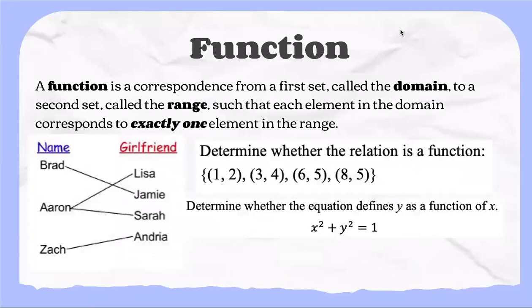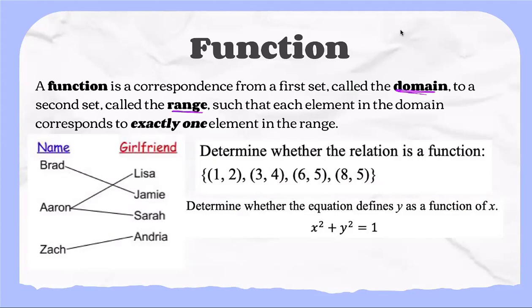All right, moving on. Let's look at the difference between a function and a relation. So a function is a special set of relations. It's kind of like how not every rectangle is a square, but every square is a rectangle. So not every relation is a function, but every function is a relation. It's more like a specialized kind of relation. It's got a correspondence from the first set, or the domain, to the second set, called the range, such that each element in the domain corresponds to exactly one element in the range.